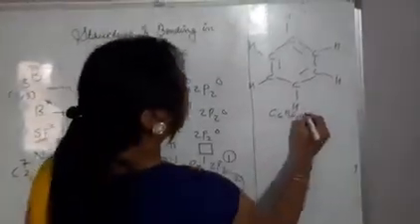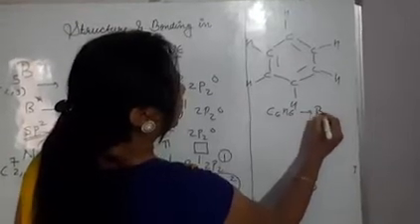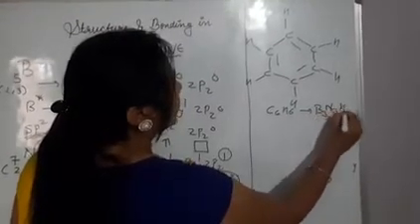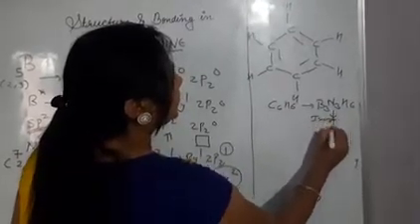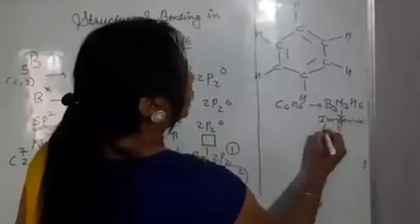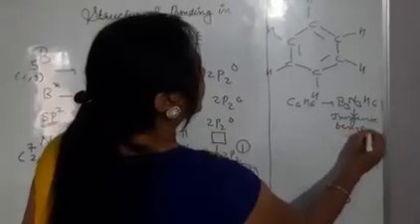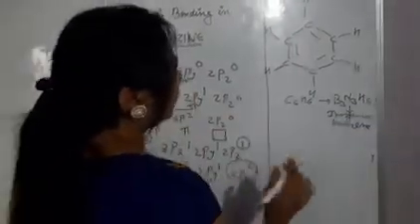So what formula are we getting? We are getting B3N3H6, and this is nothing but the inorganic benzene. We call it inorganic benzene, or it is also called borazine.